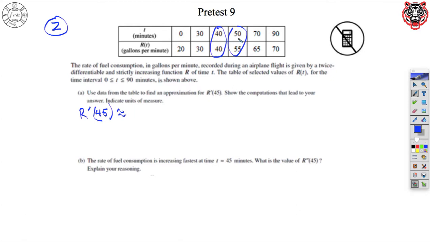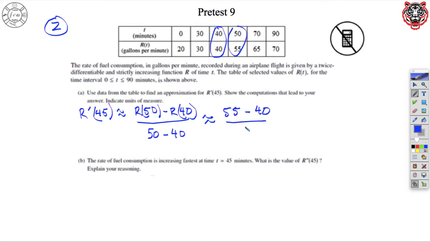45 is between 40 and 50. I'm pretty sure of that. So now we have r of 50 minus r of 40, all that divided by 50 minus 40. And 50 corresponds to 55, and that's going to be 40, all divided by 10. That's going to be 15 over 10, and you can leave it as 15 over 10, or you can say 1.5. Either of these will work.